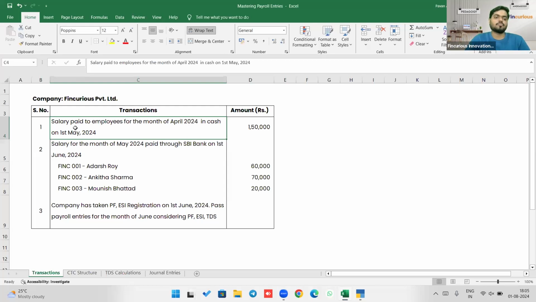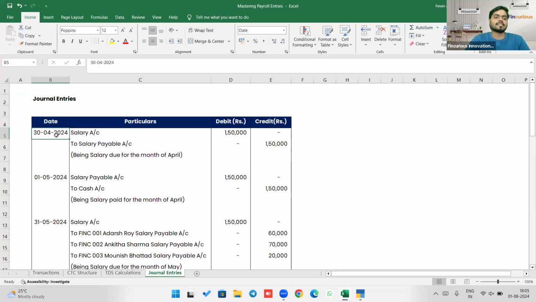The salary account, being an expense, will be debited to the salary payable account. So that is the due entry. You can see the journal entries here on 30th April 2024. Salary account debit to salary payable account, 1,50,000 debit, 1,50,000 credit. So being salary due for the month of April.